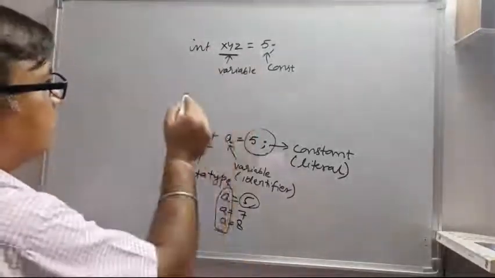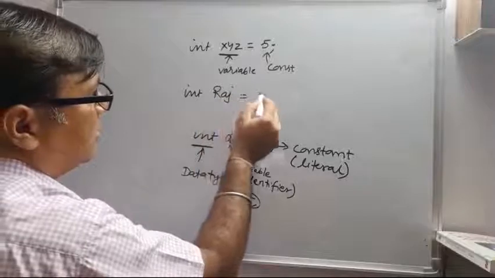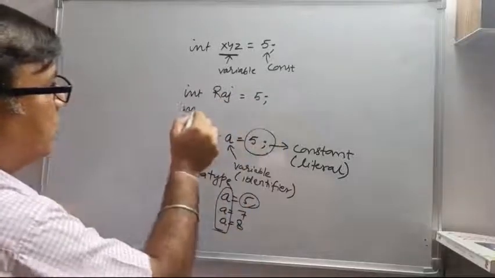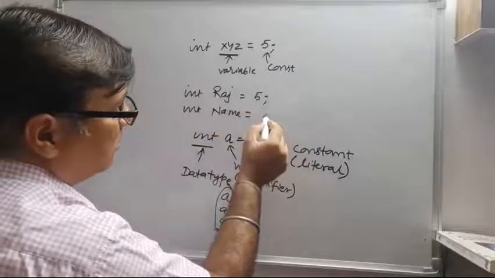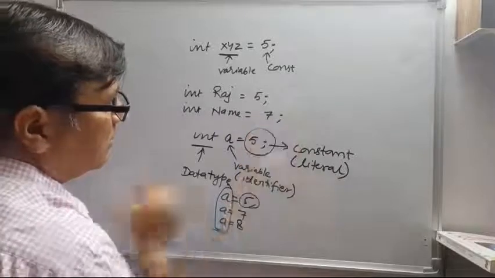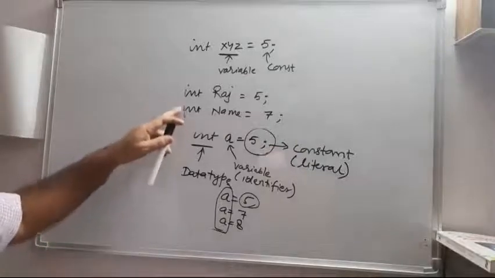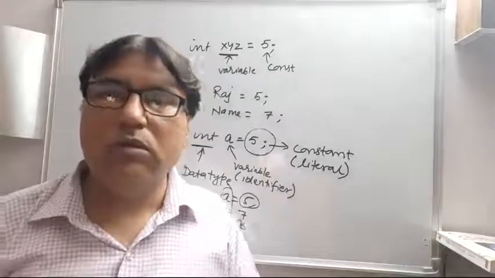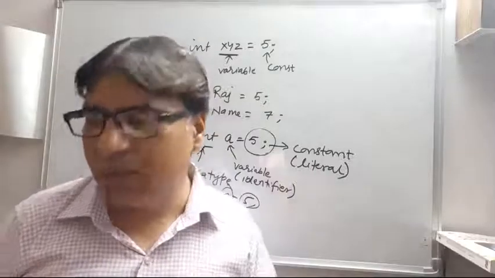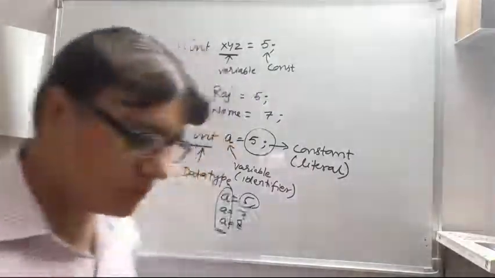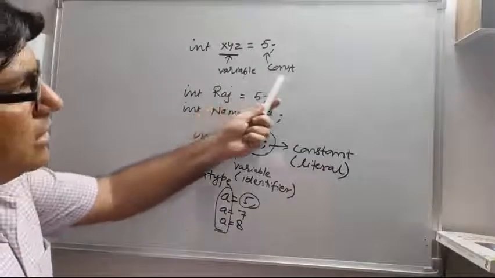It can be a name, int Raj is equal to 5, or int name is equal to 7. It can also be there. Now these data types are of different types: integer, char, float, string, arrays. Different types of data types are there. We will study them in future in this chapter only. So what we have learned? We have learned about the variables and the constants.